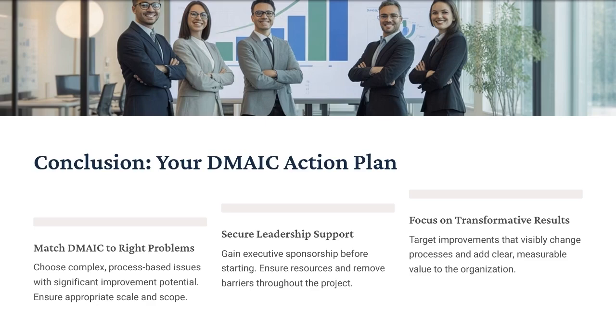Ensure that all required resources are willing, able, and available, and remove barriers throughout the project. Always focus on transformative results by targeting improvements that visibly change processes and by adding clear and measurable value to the organization.